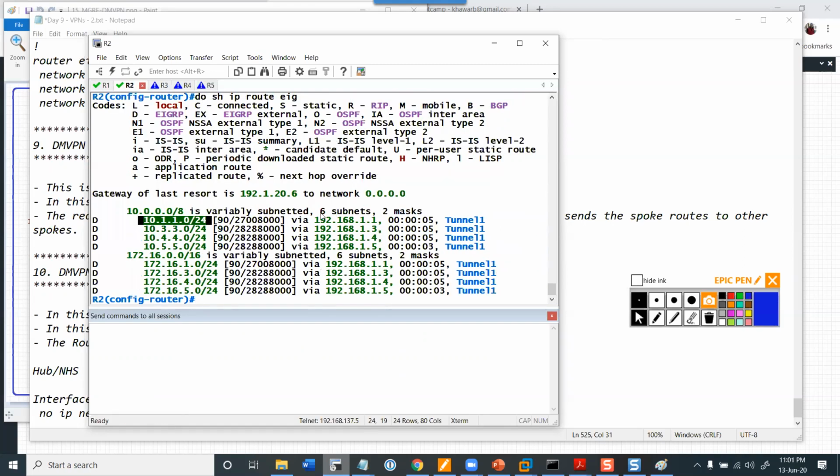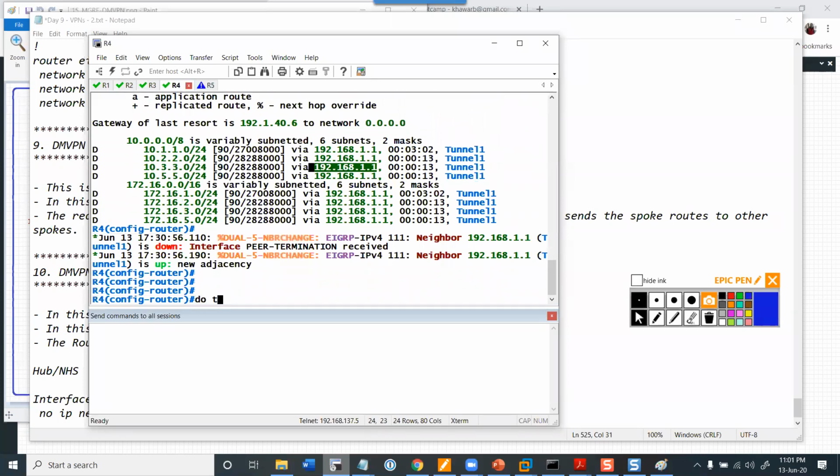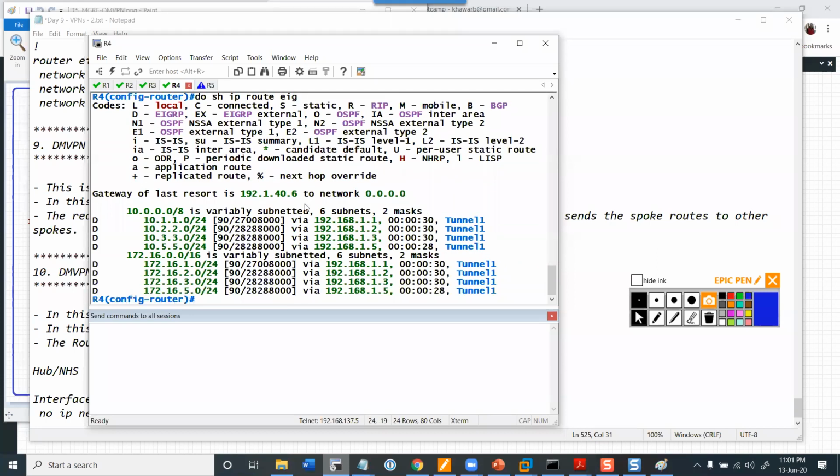To get to 1, through 1. To get to 3, via 3. Get to 4 via 4, get to 5 via 5. Good. Now, if I sit on, let's say, 4, and I want to go to 5. In order to get to 5, what's the next hop? Before, the next hop was 1. Now what's the next hop? 5, right?